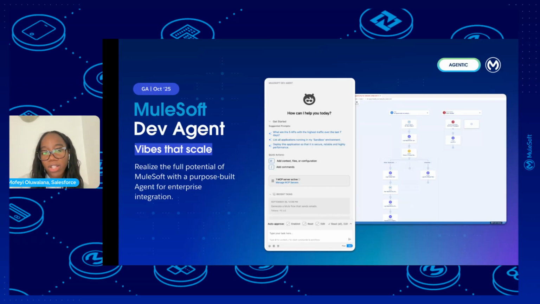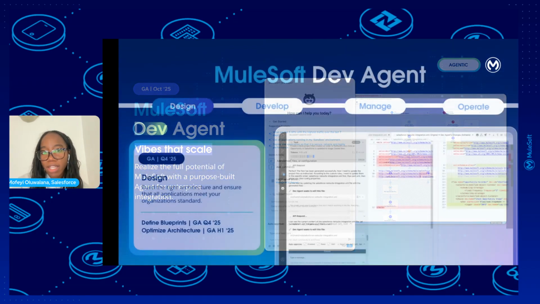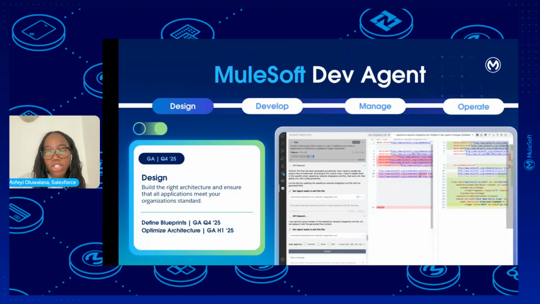Let's break it down a little further. First, Dev Agent is here to make sure that you're building the right architecture and ensure any applications that your team develops meet your standards. With Dev Agent, customers will be able to define blueprints or guardrails that dictate how applications are created for their organization. These can include requirements around how credentials are stored, or even error handling patterns.